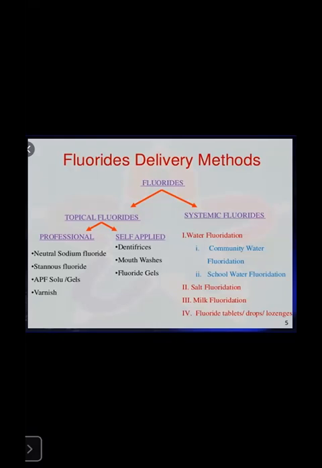Now, if you see systemic fluoride, it can be given by water fluoridation, salt fluoridation, milk fluoridation, and fluoride tablets, drops, and lozenges. Now, I had already explained in distribution and absorption that the most important source of fluoride in the body is drinking water. Though fish and other cereals contain fluoride, they are in very small quantity. Therefore, the major quantity which comes in blood is through water fluoridation.